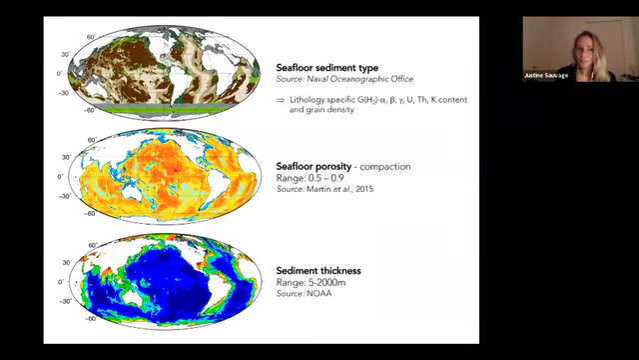So that's what we did. We used a seafloor sedimentology data set from the Naval Oceanographic Office, and for every lithology, we assigned a specific hydrogen yield. Then we also looked at seafloor porosity, which is one of those fundamental inputs for the calculation method. And we also took a NOAA data set of sediment thickness to be able to have a total budget of hydrogen production across all marine sediments.